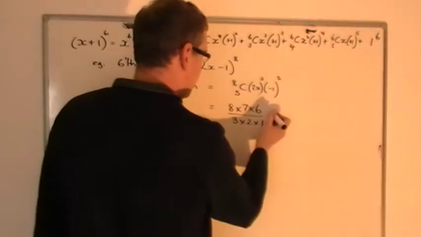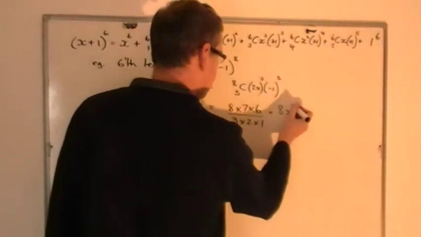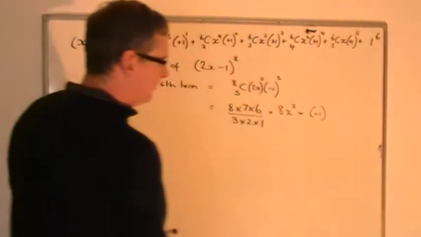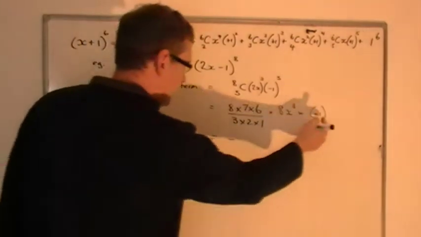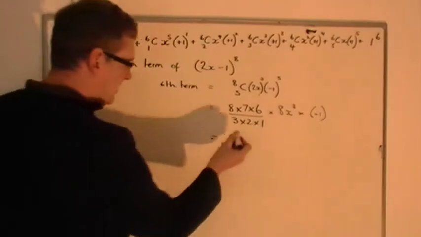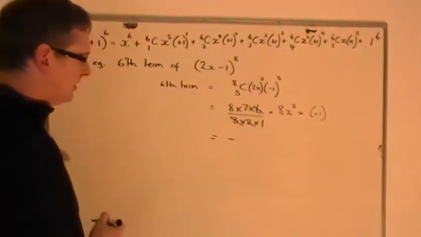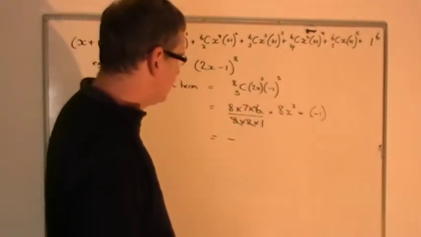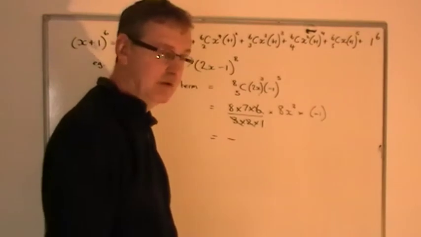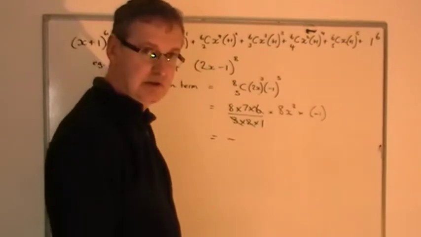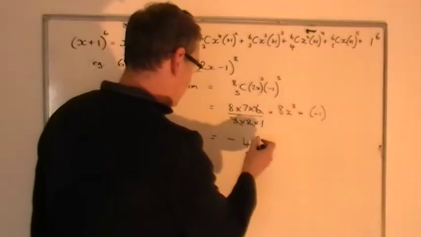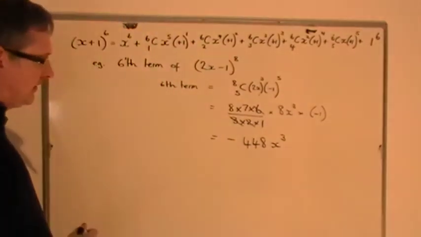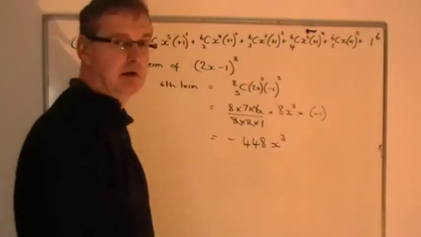2x cubed is 8x cubed, and then be careful, minus 1 to the power 5 actually gives you a minus 1. So we're going to end up with a negative answer because of the minus 1 at the end. Let's do a bit of cancelling. 3 and 2 will cancel with the 6. So you're left with simply 8 times 7, 56, 56 times 8. Well, 50 times 8 is 400, and then 6 times 8 is 48, so that's 448, and we're talking about x cubed. And that's it, that's the sixth term, and you haven't had to do the whole expansion.